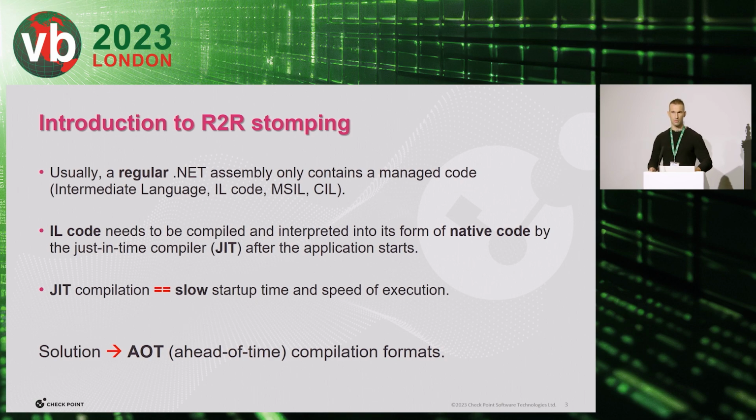But once we try to execute the .NET PE, the IL code can't be run directly by the CPU. So the IL code needs to be compiled again into the native form of the code, assembler. And this is processed by what we can call a just-in-time compiler, also known as JIT. Obviously, JIT compilation is the main cause of the slow startup time and the speed of execution of .NET applications. Solution: different ahead-of-time compilation formats.